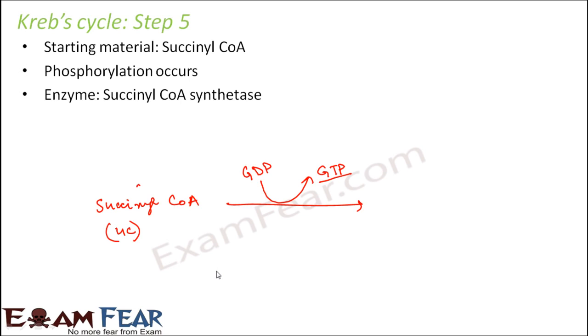So the way in ATP you have adenine, similarly in this case you have the guanine group. So that is the only difference. So this is guanosine triphosphate, and this is guanosine diphosphate. So the one extra phosphate from here is taken up by GDP and it gets converted to GTP, and the product which is formed is succinic acid, and this succinic acid is also a 4-carbon compound. So here if you see substrate level phosphorylation take place.